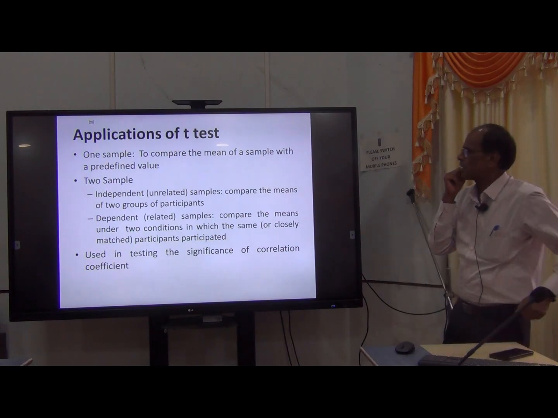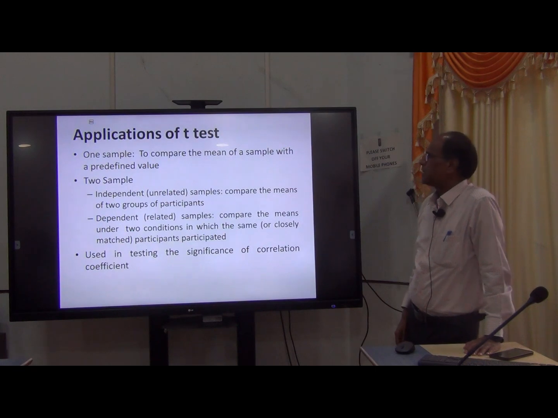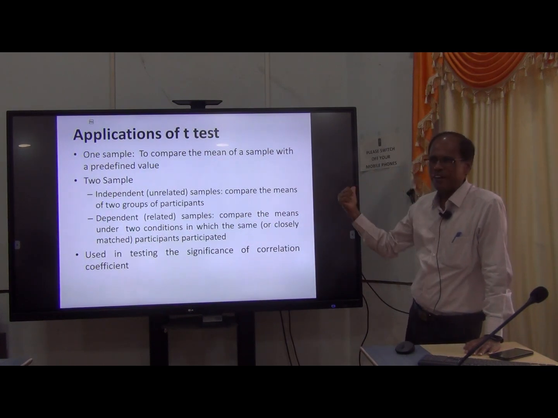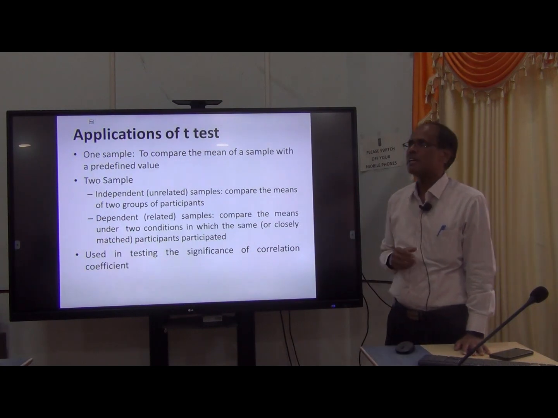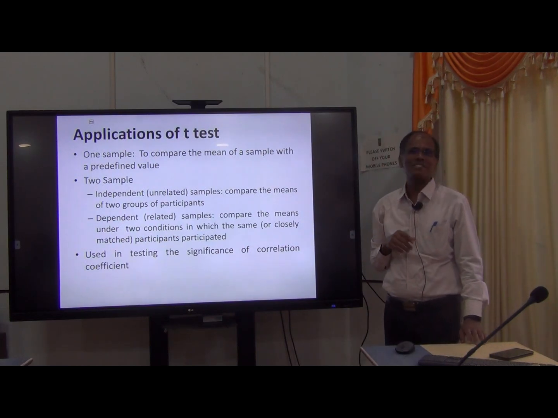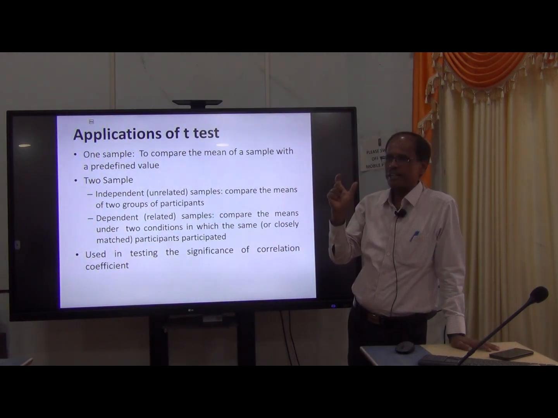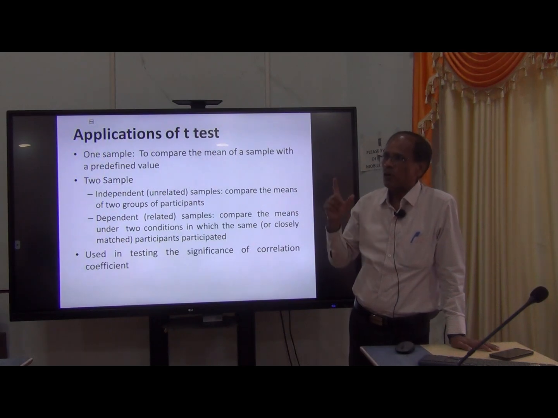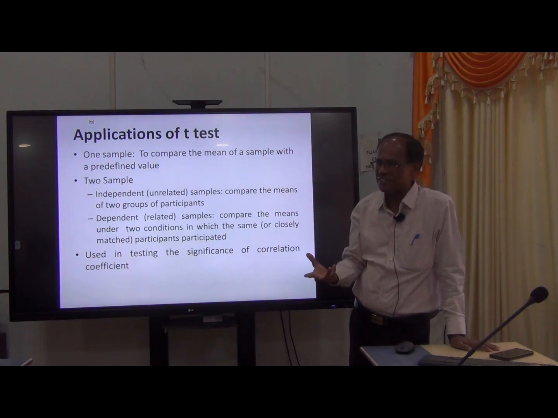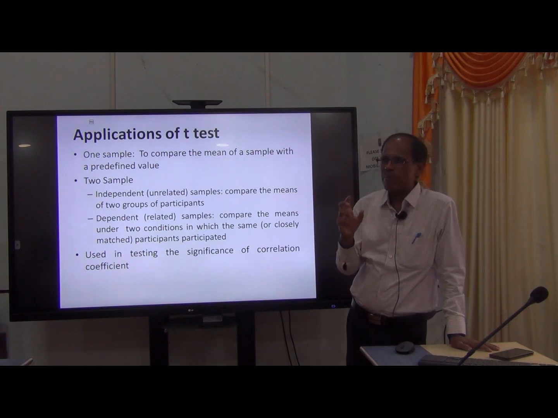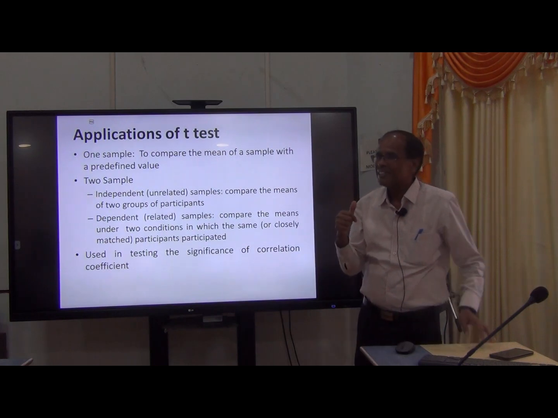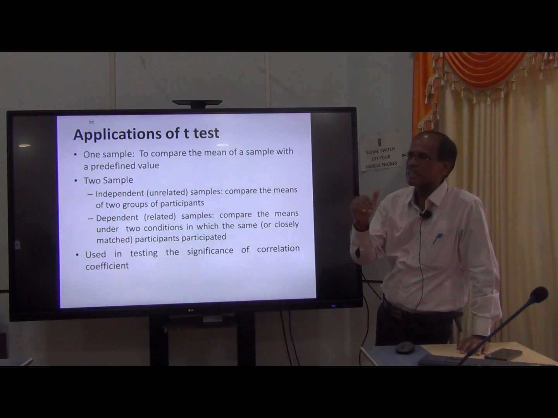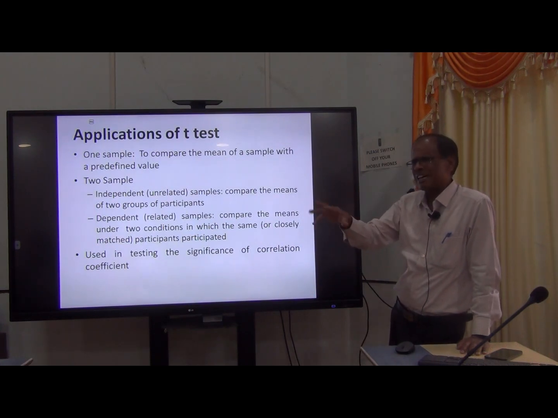As far as its applications are concerned, sometimes you may use it for one sample, to compare the mean of a sample with a predetermined value. In the textbook context, you can find more of this kind of example. For example, a company claims that this particular product, a fan, has a life of maybe 10,000 working hours. You can take a sample of fans and see how many hours they have been used. We can take the sample values and check whether they deviate from the predetermined claimed value. In that textbook context, we can use the t-test for one sample to compare the mean of a sample with a predetermined value. You can find a lot of examples in the textbooks.